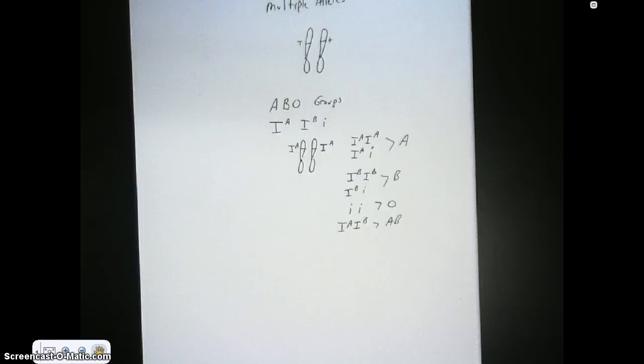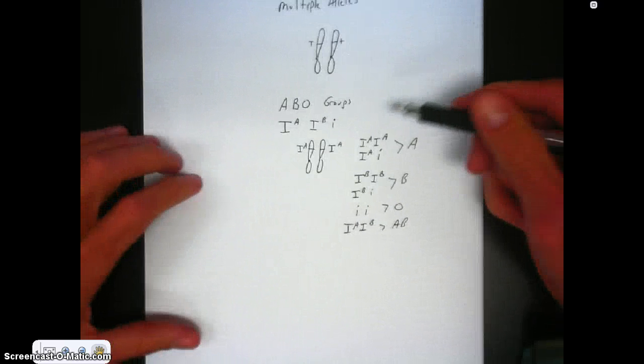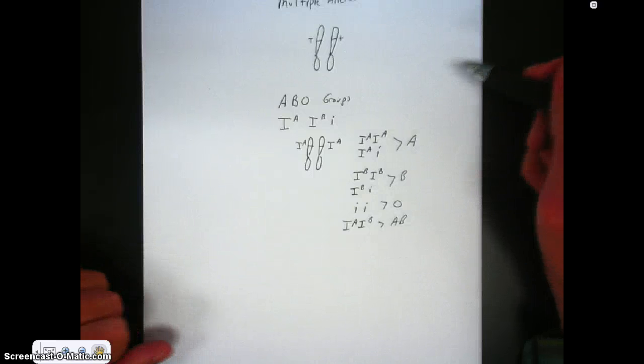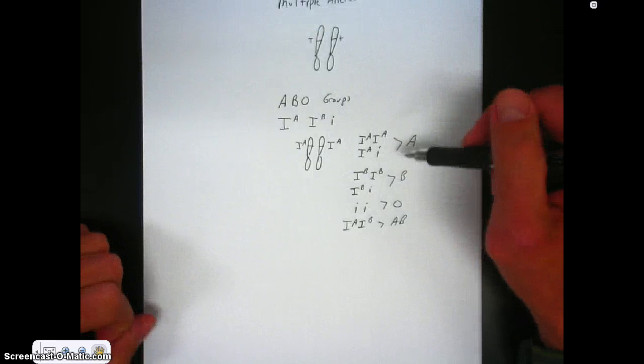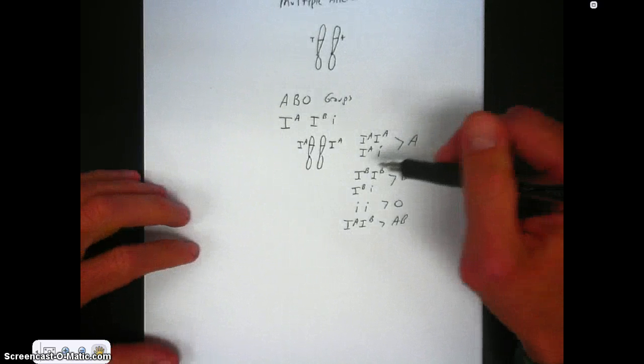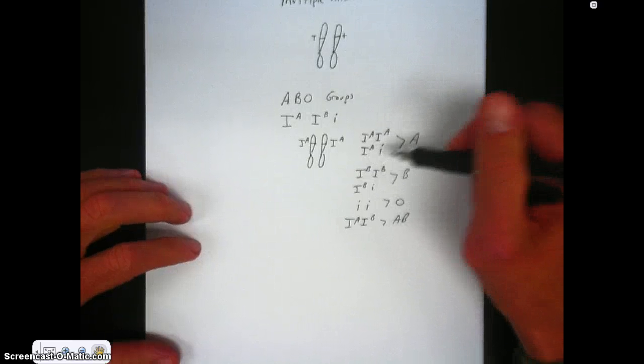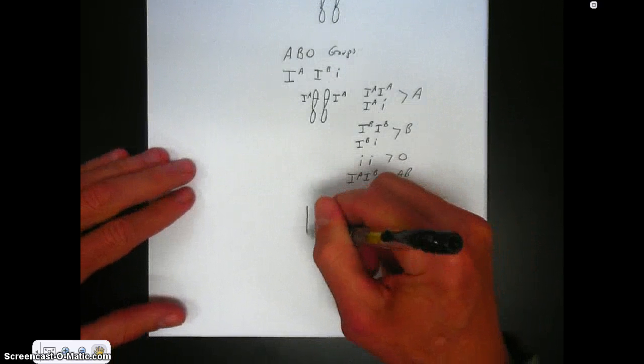So these are all the different combinations, and what you need to be able to do is to be able to do a Punnett square, taking two different parents and figuring out what their child's blood types could possibly be based on the parents' genotypes. So I'll go ahead and do an example of one of those for you.